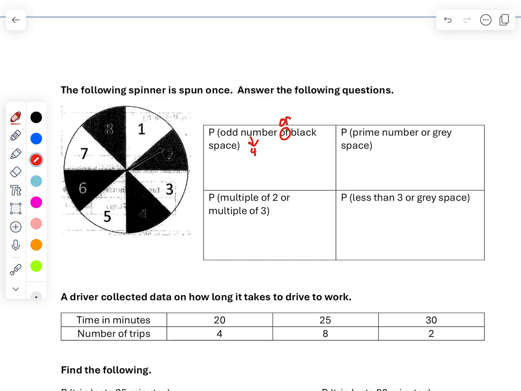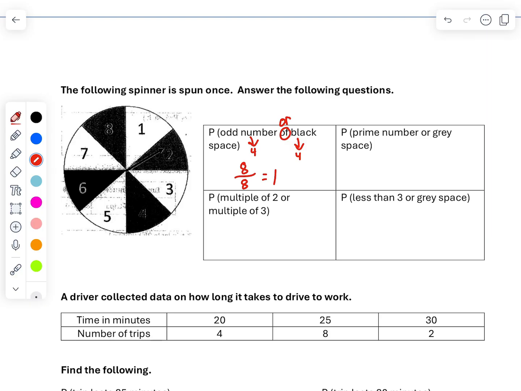And then the probability of a black space is all of the even numbers. So we have 4 of those as well. So there's 8 total favorable events divided by total numbers, which there are 8. So there's a 100% chance that I am spinning and landing on an odd number or a black space.